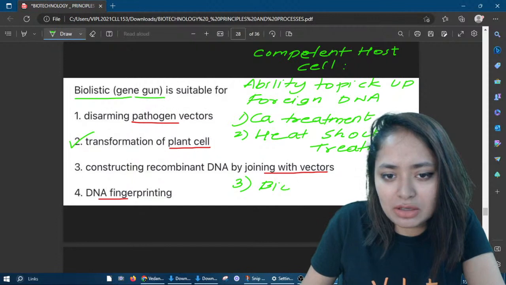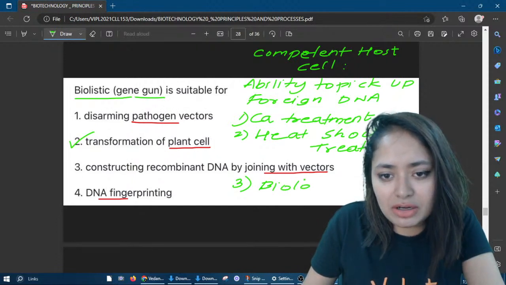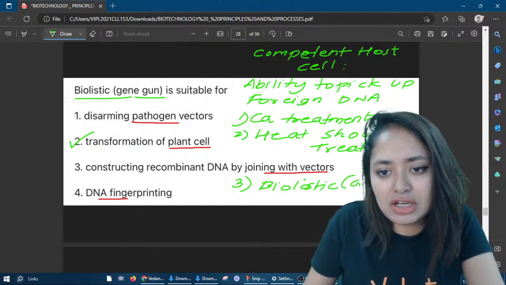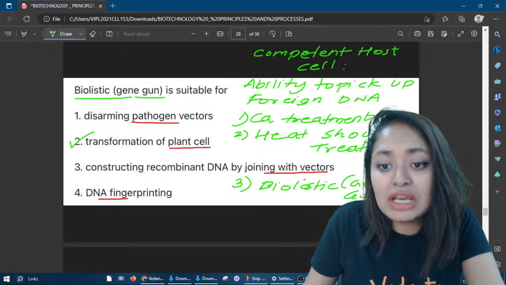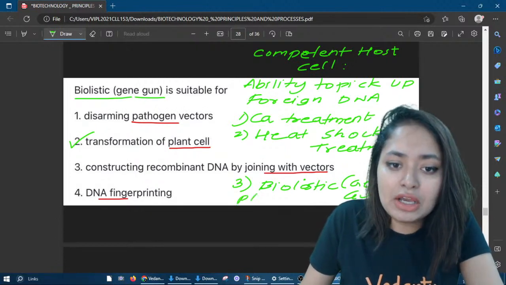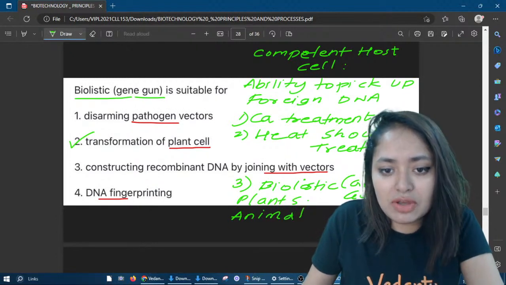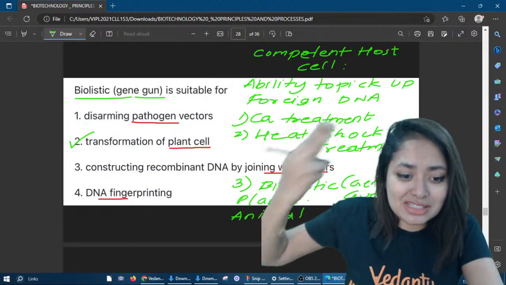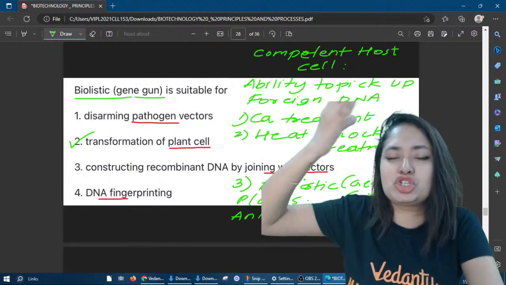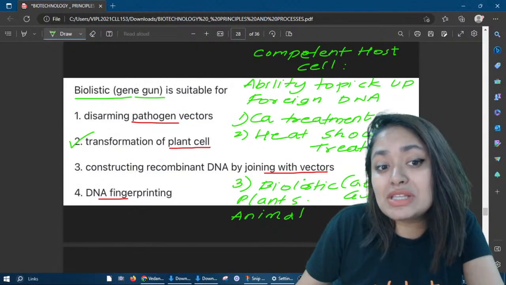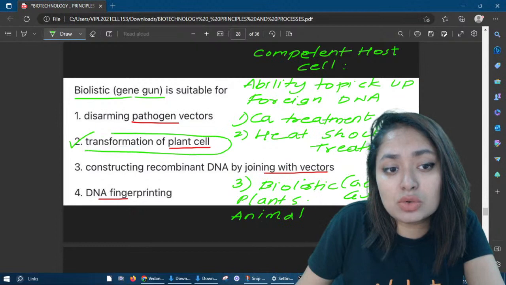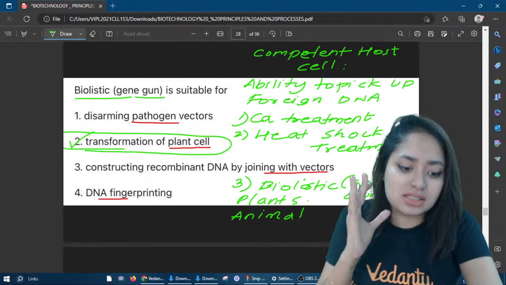Biolistic gene gun method. So, the biolistic gene gun method is going to be very important in plants specifically. You cannot use this on animals because animal cells are more sensitive. If you use a gun against animal cells, they are going to burst. So, you have to use it for transformation of plant cells only, because this is otherwise very sensitive.